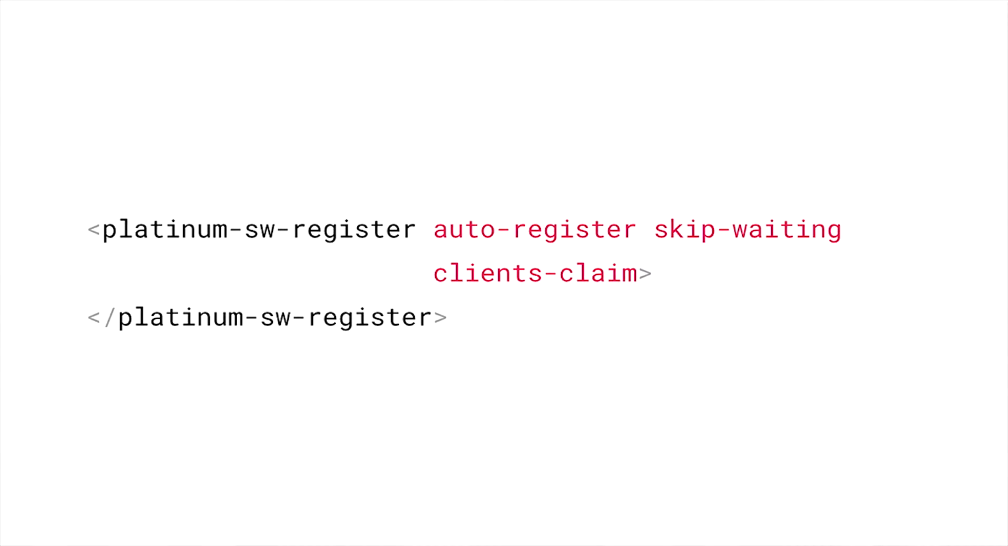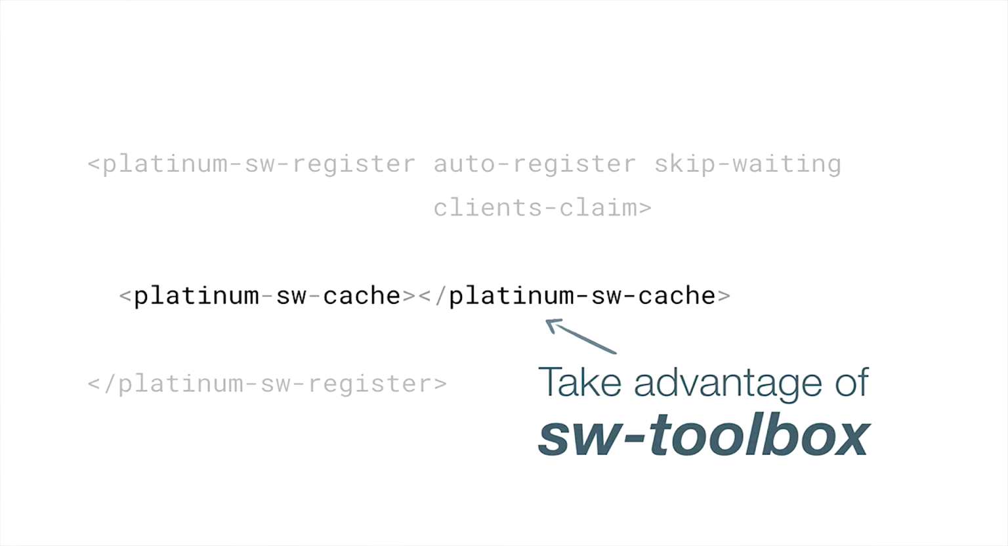Now, I've got my service worker in place, which is really cool. The next thing I want to do is take advantage of some of those cool features that service worker affords me. So I can add caching, right? And again, I'm just dropping in more elements. Now, this Platinum Service Worker cache tag actually builds on top of the Service Worker Toolbox library, but it just makes it nice and declarative.